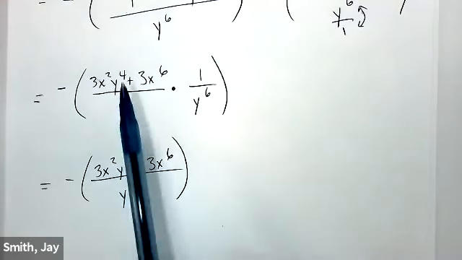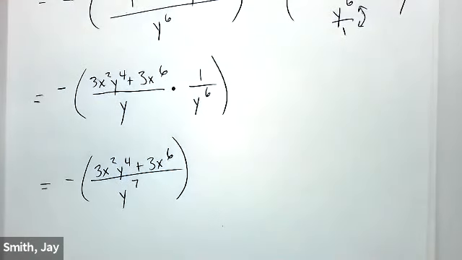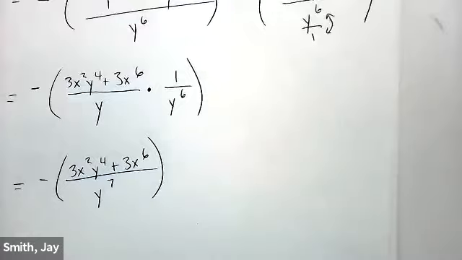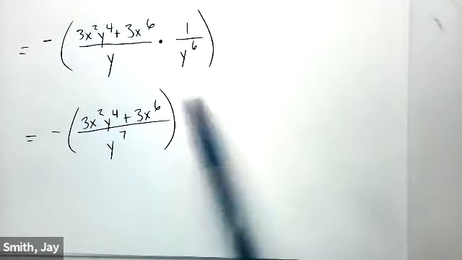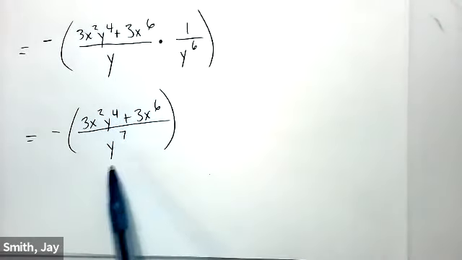All right, all we do is multiply the top. Anything times 1 is itself. In the bottom, we have y to the first times y to the 6, which gives me y to the 7. Question?